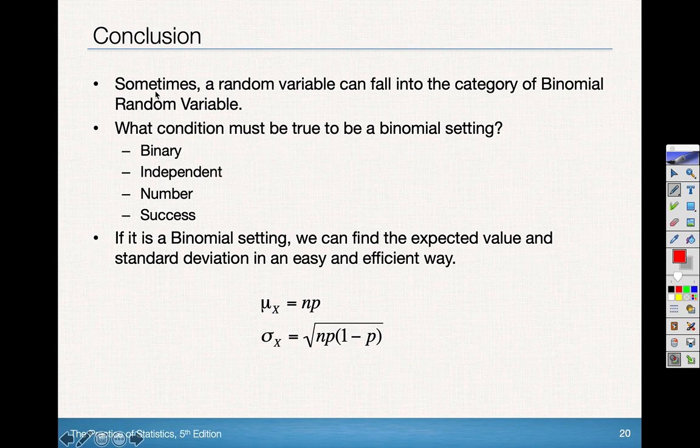So remember, a binomial distribution is a discrete random variable. It is binary, success and failure. Each trial is independent, there is a fixed number of trials, and a fixed probability of a success.